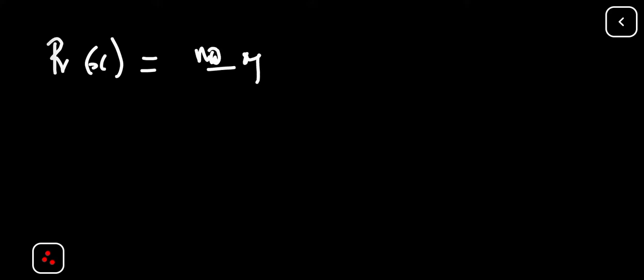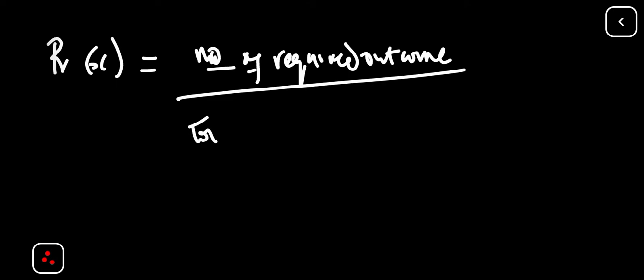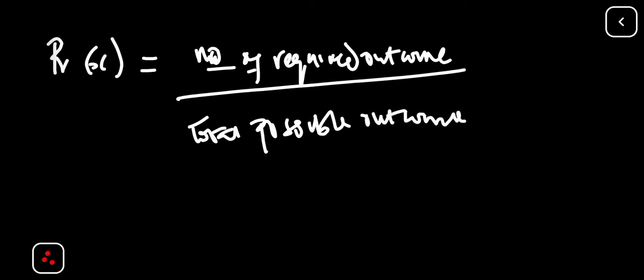Alright, so these are things you need to remember about probability. The formula of probability of any event is the number of required outcomes over the total possible outcomes. We've already explained this in the other video.